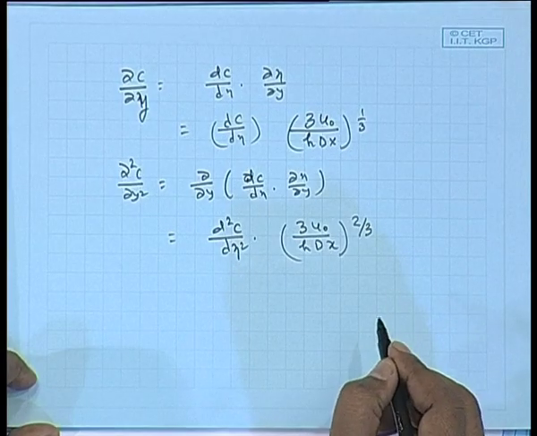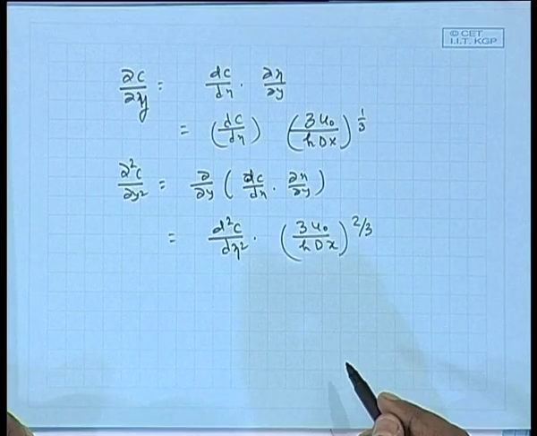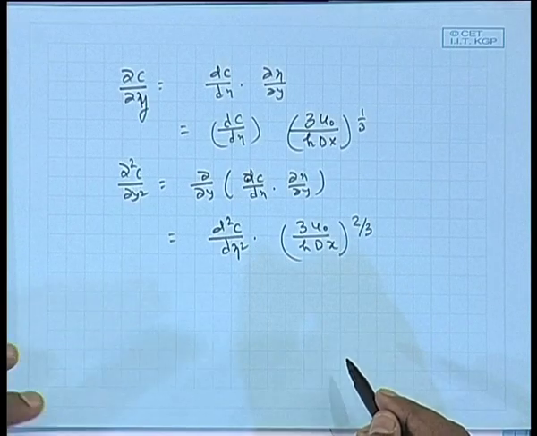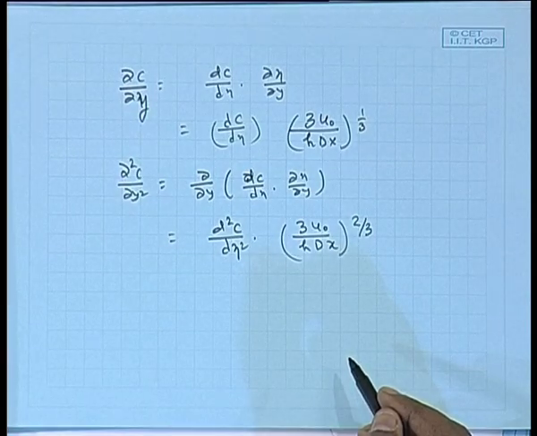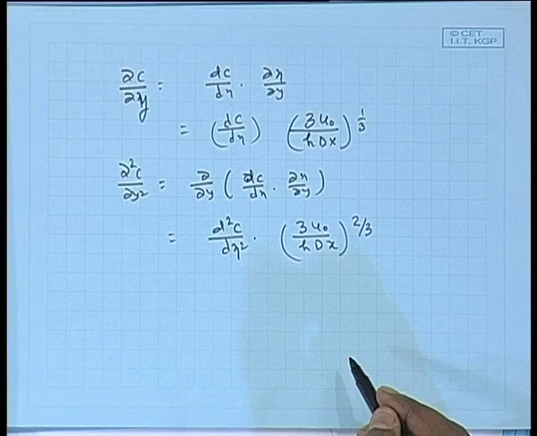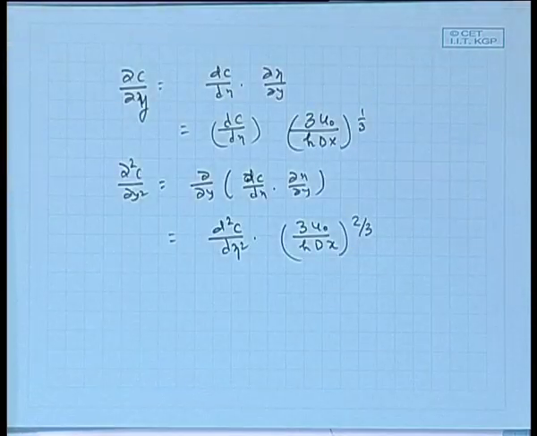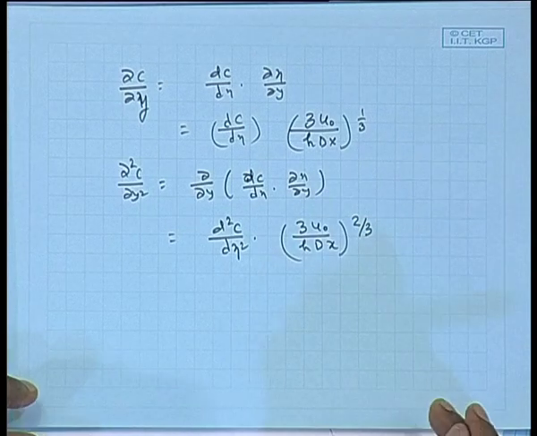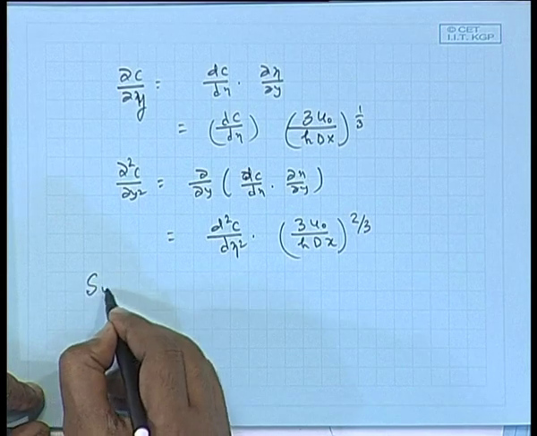Simple derivatives. Once you get all these derivatives in terms of the similarity parameter, you can substitute these values in your governing equation, and your governing equation now turns out to be an ordinary differential equation from a partial differential equation. Now, we substitute these partial derivatives.